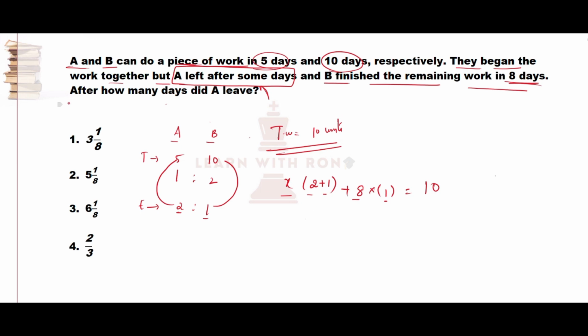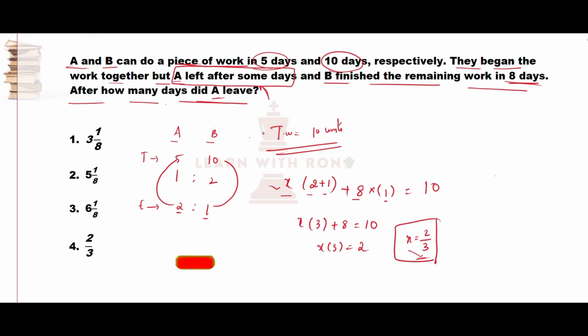See here what they asked us to find. After how many days did A leave, or how many days did they both work together? Both are the same, right? Both are the value of X only, right? See here, X times (2 plus 1), 3, plus 8 is 10. So X multiplied with 3, 10 minus 8 is 2, X is 2 by 3. So what is meant by X being 2 by 3 here? After 2 by 3 days A leaves, and also for 2 by 3 days both A and B work together. Both are the same. So our answer is 2 by 3, which is option number 4 here.